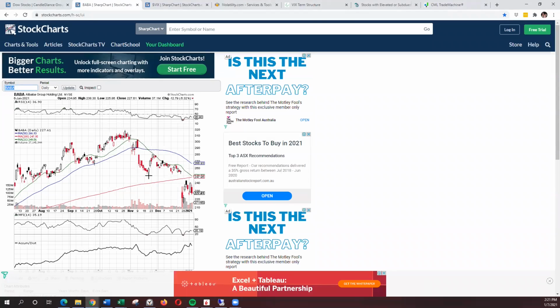And then if we go and look at the chart, we can see why it's had a bit of a rough patch here. It's had a big gap down here on the news coming out of China, and technically it looks quite bearish. So that's why I decided on a bear call spread.